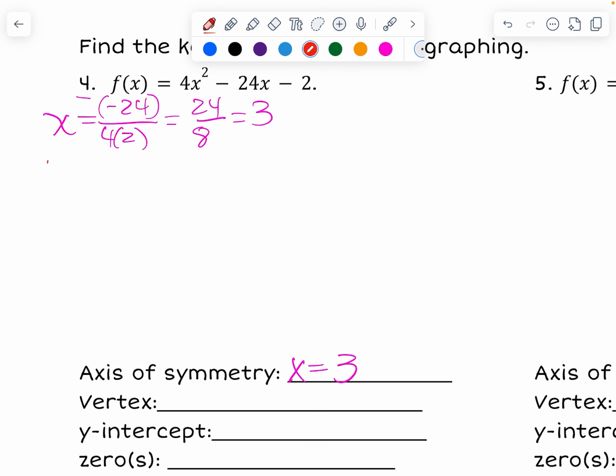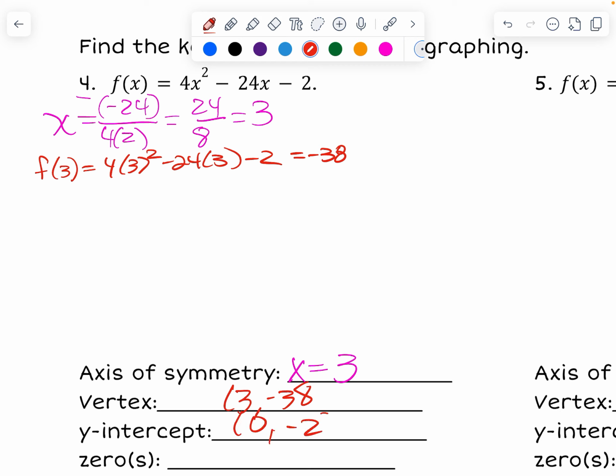Then if I plugged that in, x of 3 is equal to 4 times 3 squared minus 24 times 3 minus 2. And I'm just going to plug that into my calculator. 4 times 9 minus 24 times 3 minus 2 and get negative 38. So 3, negative 38. Y-intercept, if I plugged in 0, I would get negative 2.